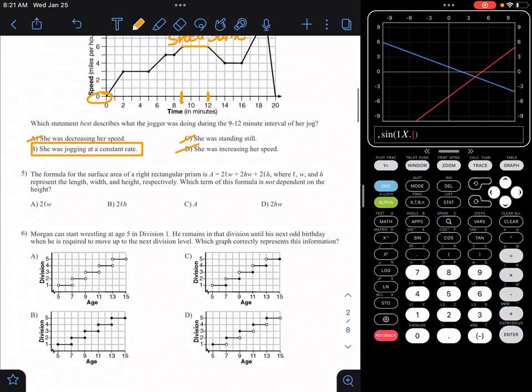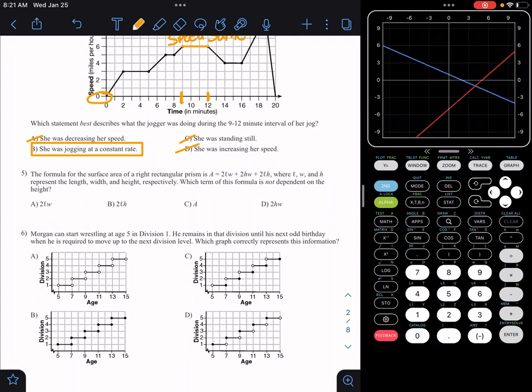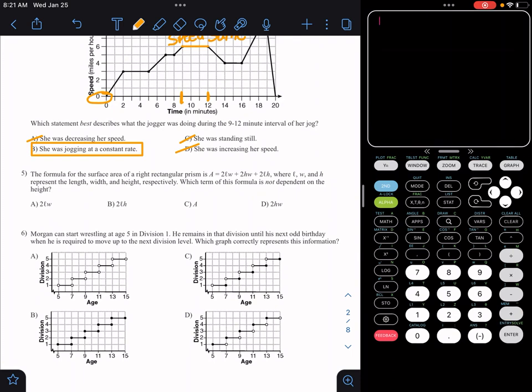Nice. Let's look at the next one. The formula for surface area of a right rectangular prism is this, where L, W, and H represent the length, width, and height respectively. Which term of this formula is not dependent on the height? If I'm not dependent on the height, I don't want anything that has height in it. So I definitely don't want B, and I definitely don't want D. So now I'm between A or 2LW.